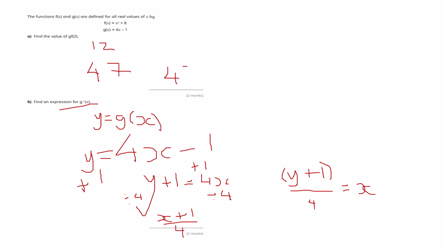So I first plugged in f of 2, which is going to be 2 squared, which is 4. 4 plus 8 is 12. And then I plugged 12 into g of x. So I had g of 12. 4 times 12 is 48. Take away 1 and I get 47. Okay, so a classic exam style question that will appear on your higher tier maths.